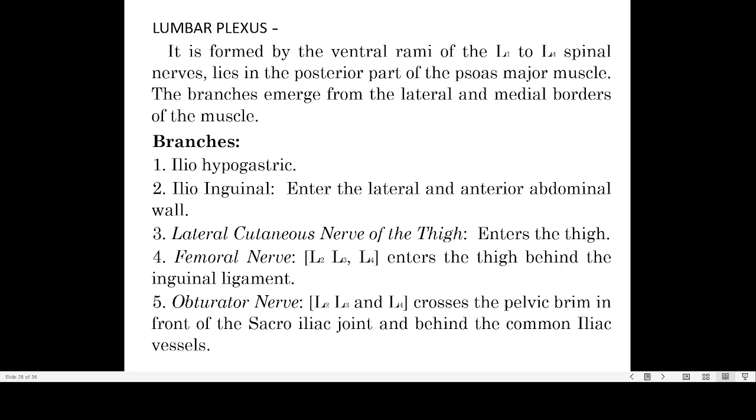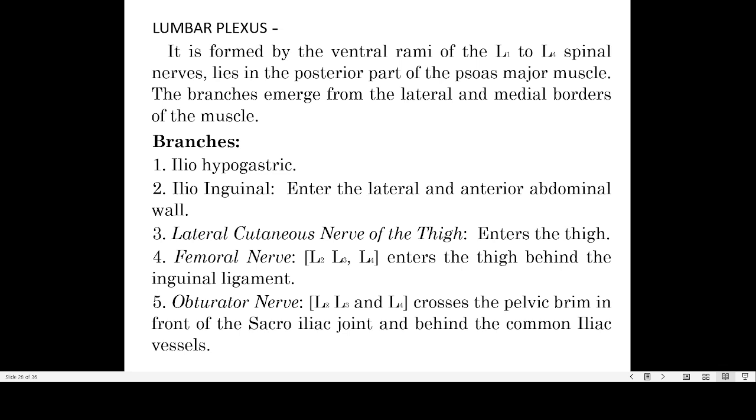Then it lies in the posterior part of the psoas major muscle in the pelvic region. The branches emerge from the lateral and medial borders of the muscle. The important branches, as I told, are the iliohypogastric and ilioinguinal, which enter the lateral and anterior abdominal wall, then the lateral cutaneous nerve of the thigh, which enters the thigh region in the lateral aspect.